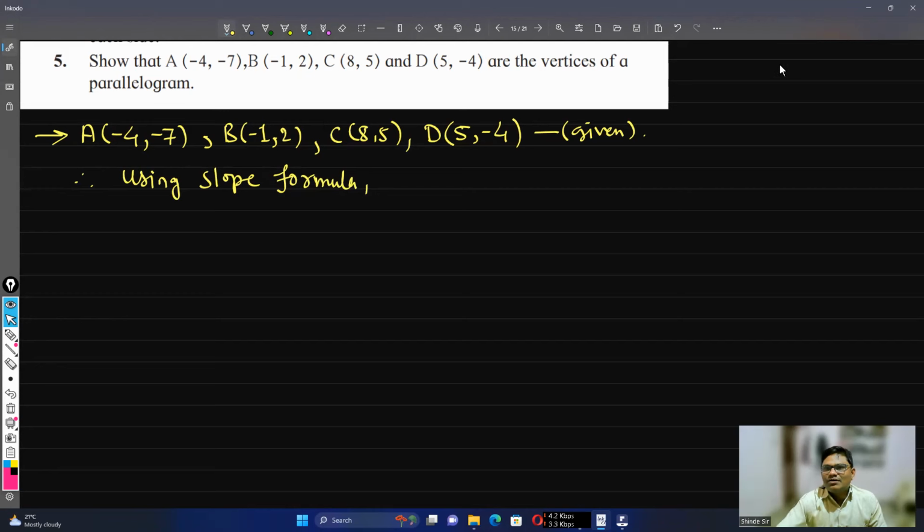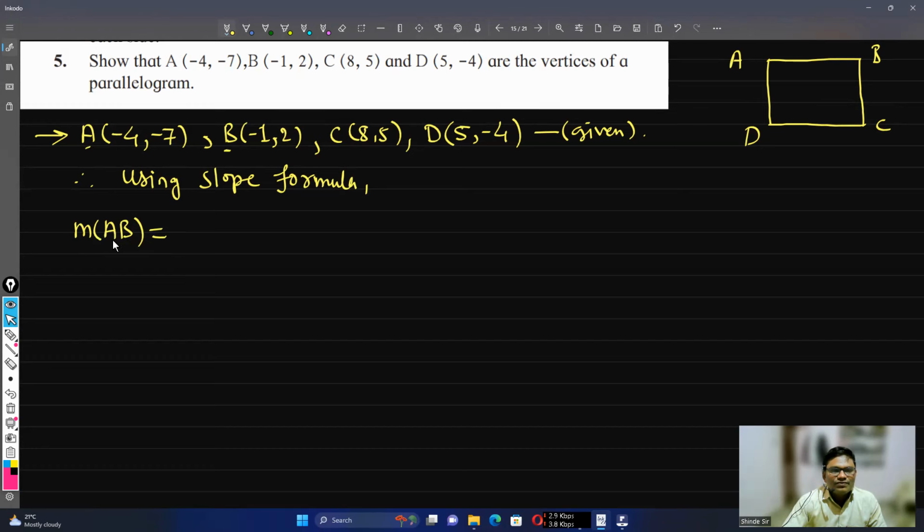first let's draw a rough figure here, so it will be convenient to find the slopes of opposite sides. Let us consider that point A is here, then B, C and D. First let's find the slope of side AB. Slope of AB: we have the first point A for line AB and the second one is point B.